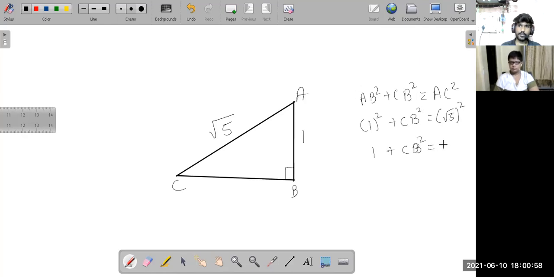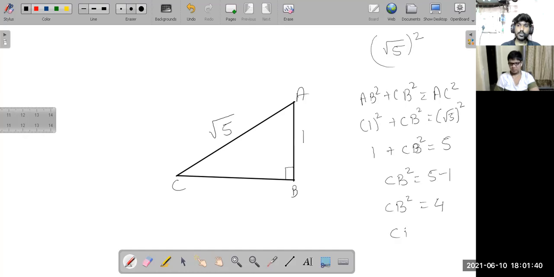What is root of 5 the whole square? Root of 5 the whole square is how much? 5. Now take plus 1 to the other side. What will happen? Minus 1. So 5 minus 1, how much is it? 4. And then I have CB square is equal to 4.